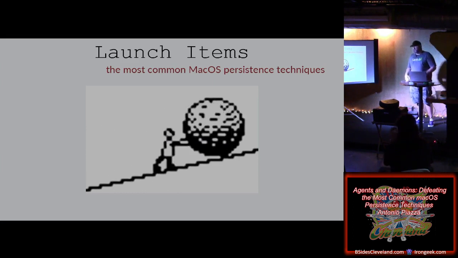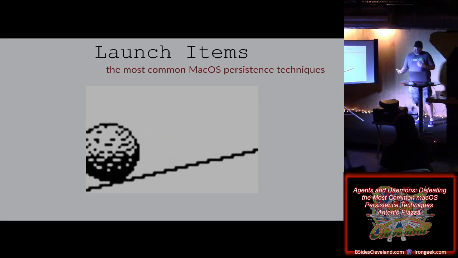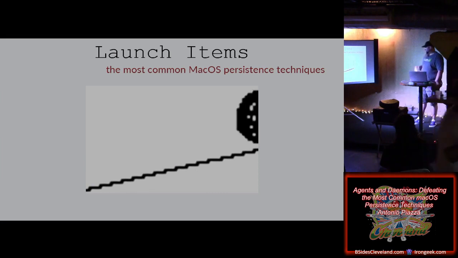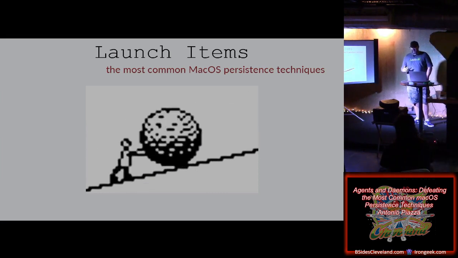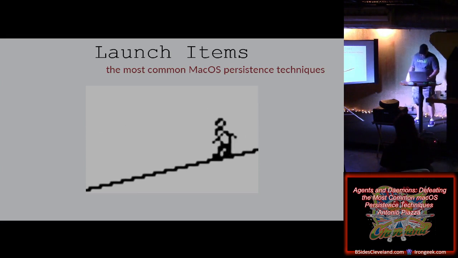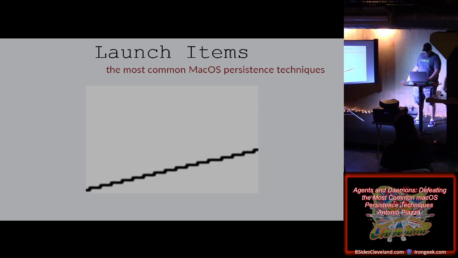So I started doing research to figure out, how can we stop this from being so easy for the adversaries and for the red team, so that we can do some more creative persistence methods that are out there? There are many out there, but like I said, the adversary is not going to use them when they can just use this one. So this is my talk: launch items, the most common macOS persistence techniques.